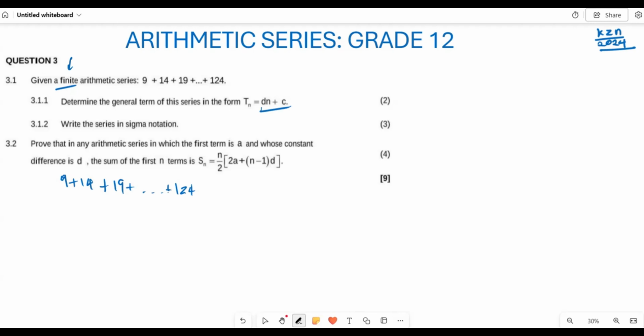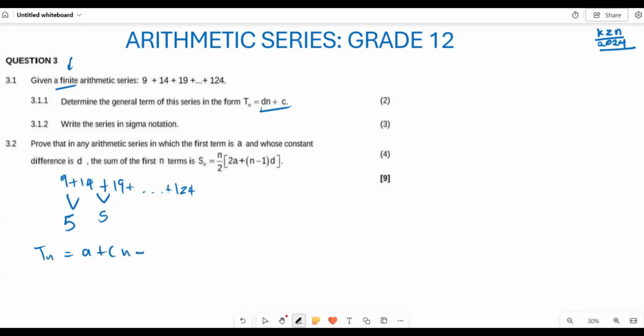Now, what is it that you're going to do from here? You're going to find out what the difference is, right? So you're going to say 14 subtract 9. What is 14 subtract 9? You are going to get 5. When you say 19 subtract 14, this is 5, which means the difference that you're having here is going to be 5, right?